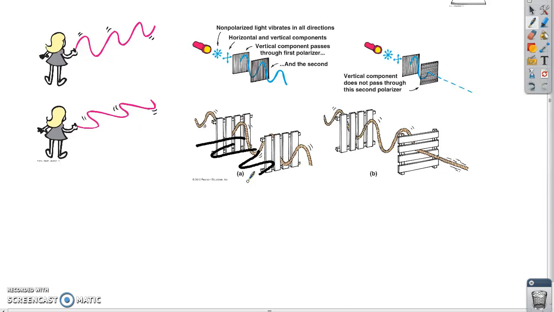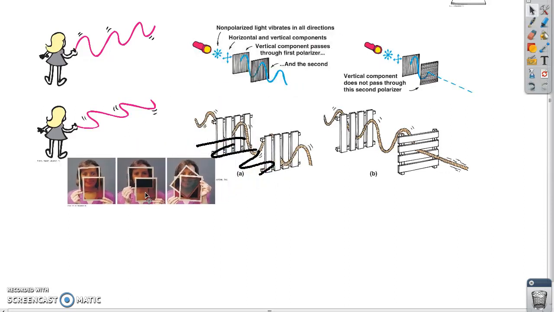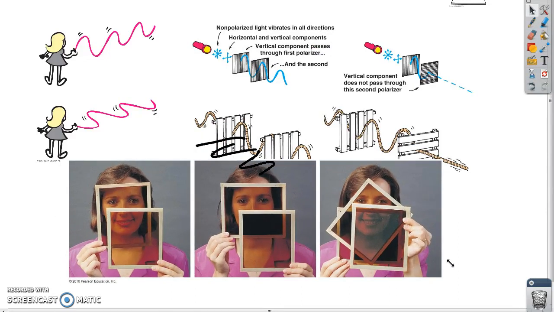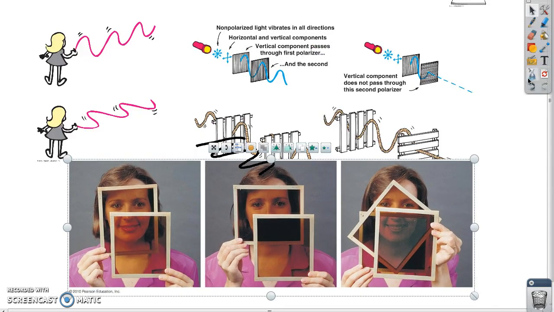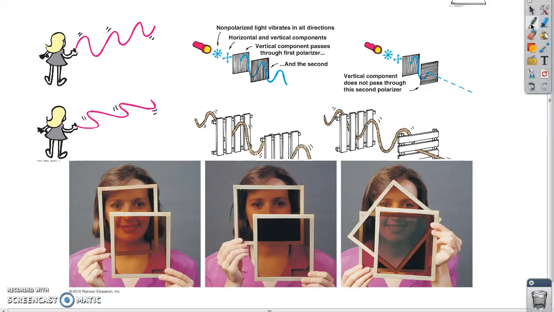Okay, now if you take two polarized filters and you put them up and down, you get about the same thing coming through. All right, and we'll look at this in lab, but let me get you an example down here just to show you what it would look kind of like. It may not look as good as I was hoping, but let's try it.